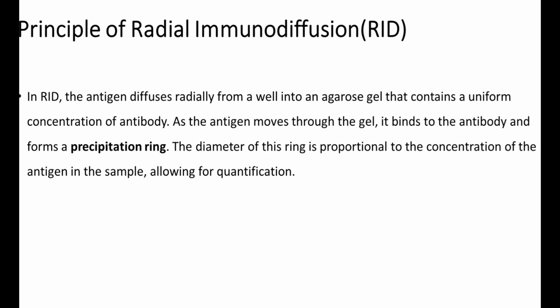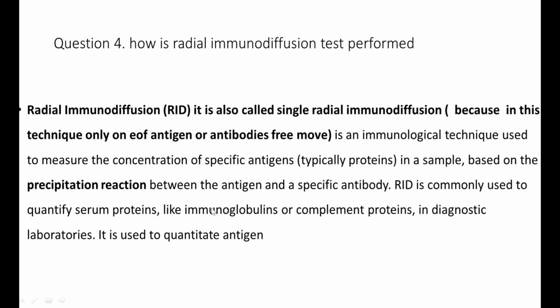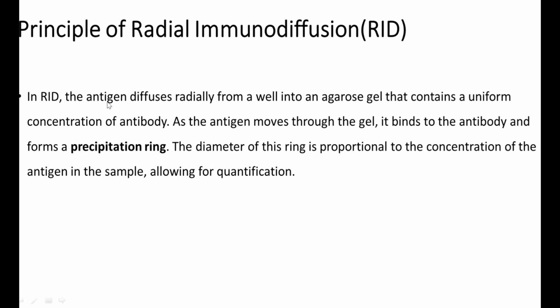As we discussed in the previous slide, there is an antigen-antibody interaction. The antigen diffuses radially from the well into the agarose gel that contains a uniform concentration of the antibody. As the antigen moves through the gel, it binds to the antibody and forms a precipitate ring. The diameter of this ring is proportional to the concentration of the antigen in the sample. It allows us to quantify the antigen present in the patient's sample.